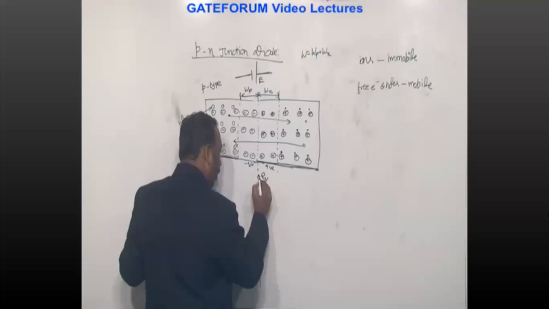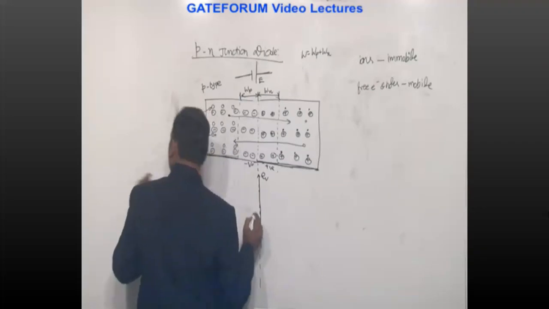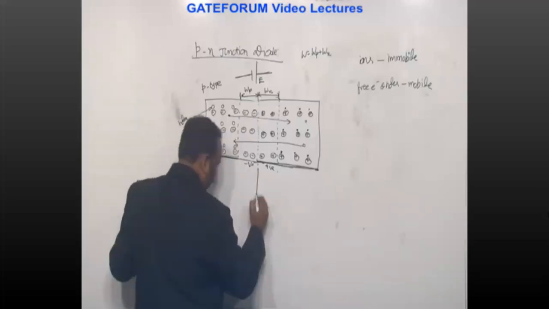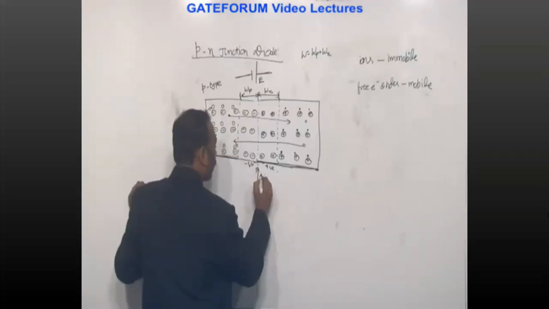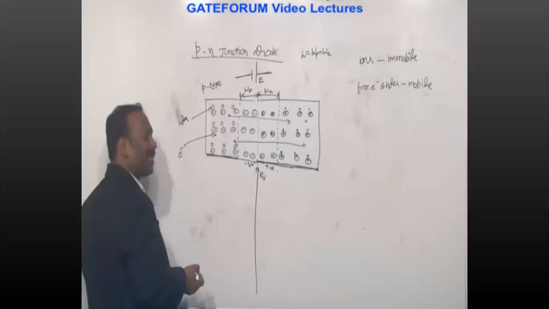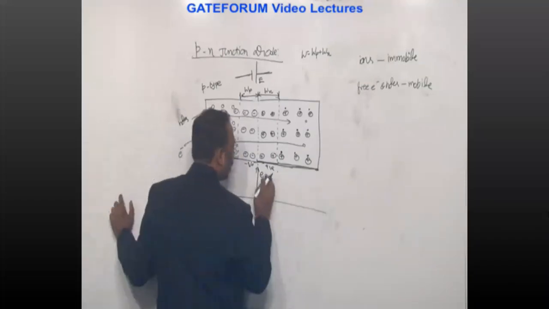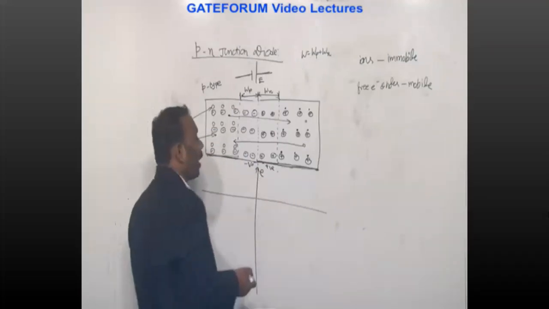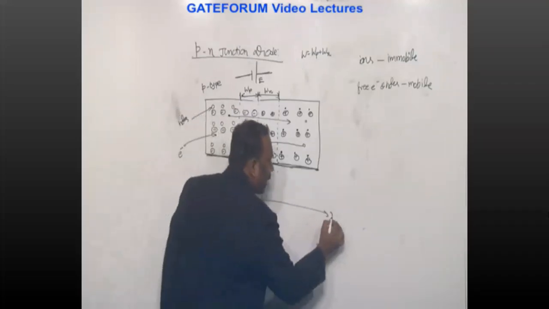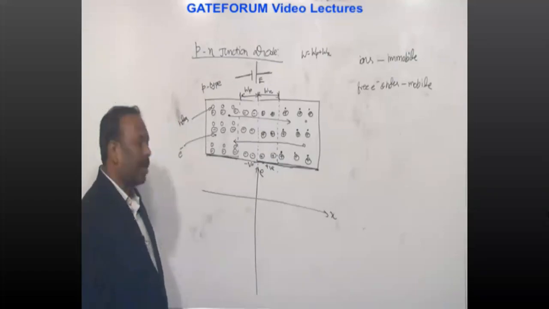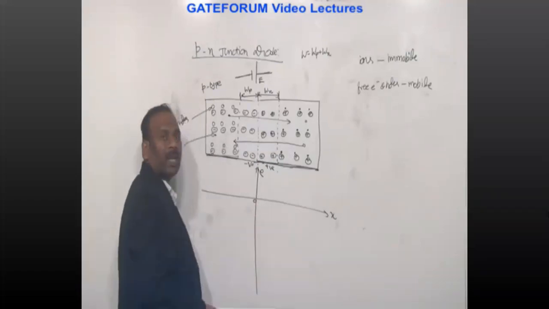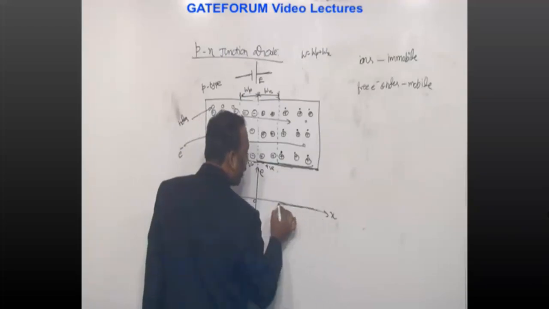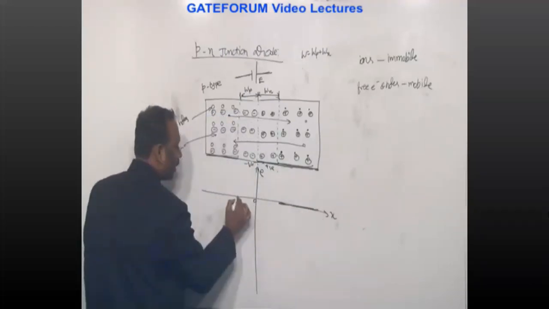Charge density. On the y-axis we have taken charge density, rho. On the x-axis we have taken distance, here it is the center. Now from here to here, it's neutral, or not? Neutral means like this. From here, it's neutral.